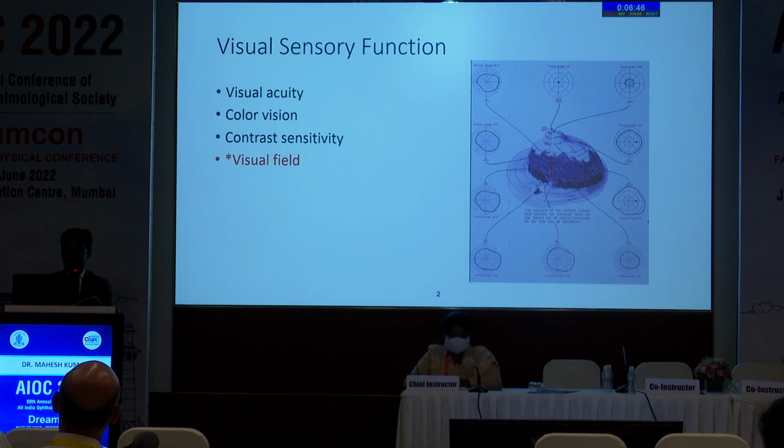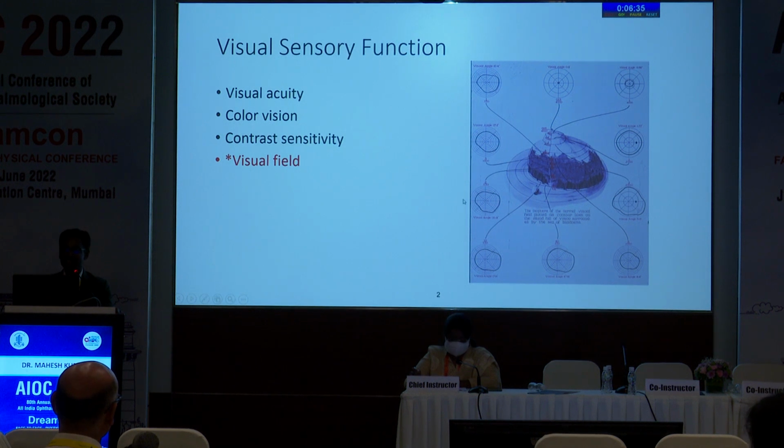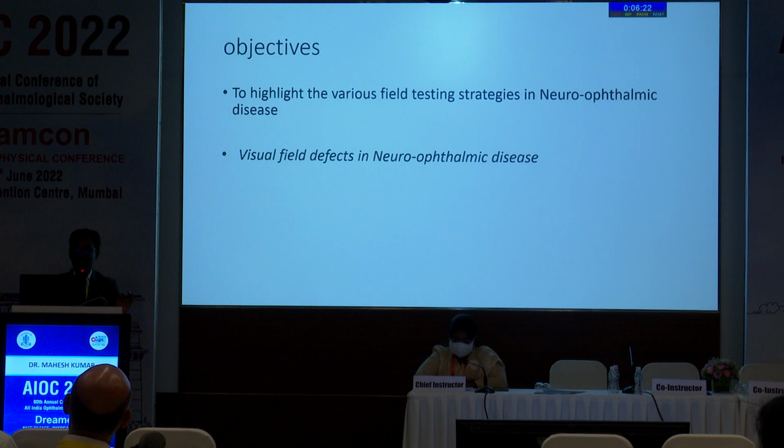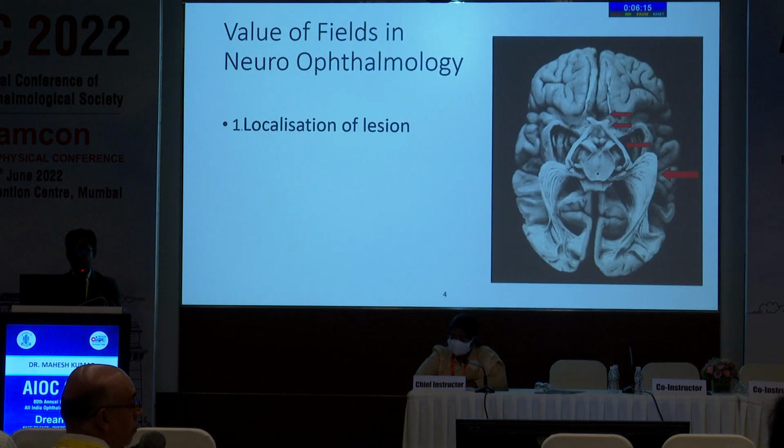So visual fields is one of the most important visual sensory functions, the others being visual acuity, color vision, and contrast sensitivity. This figure is for the postgraduates. It's a hill of vision surrounded by a sea of blindness. I hope all the postgraduates remember this. The objective of this presentation is to highlight the various field testing strategies in neuro-ophthalmic diseases, and to some extent, I'll be covering the visual field defects in neuro-ophthalmic diseases.